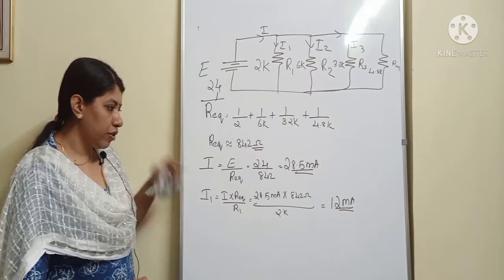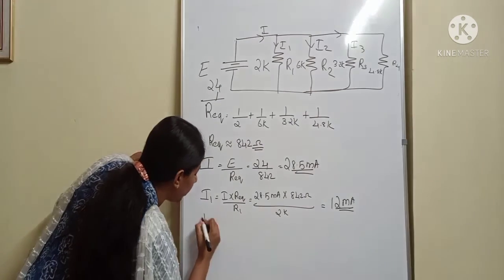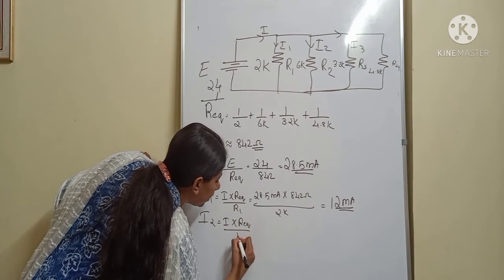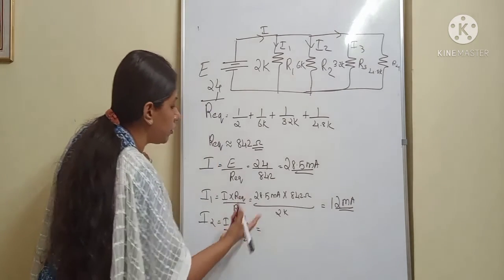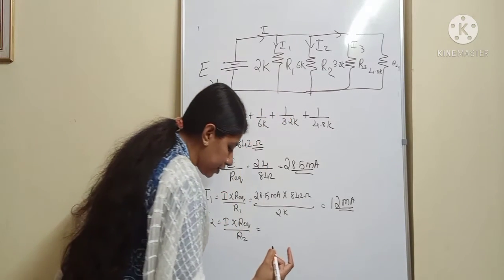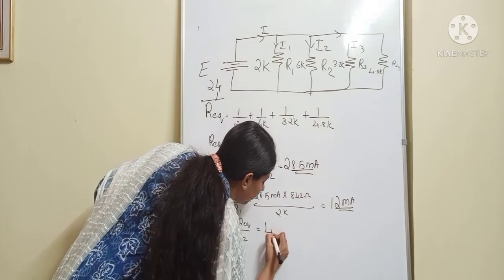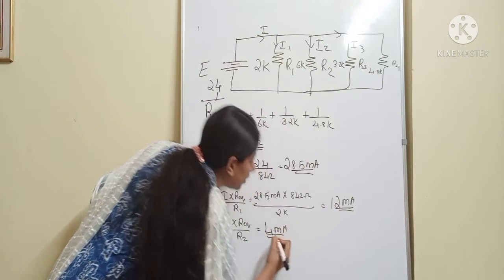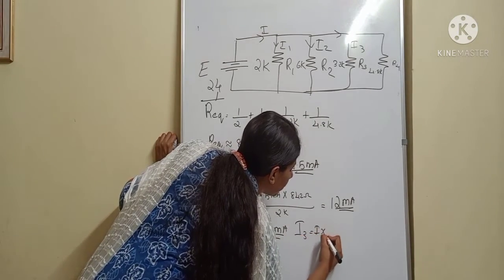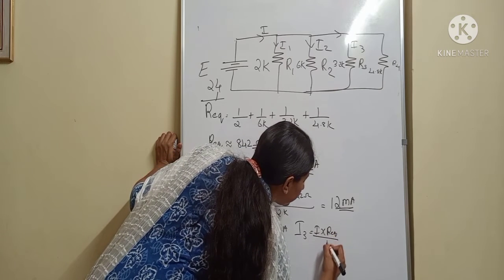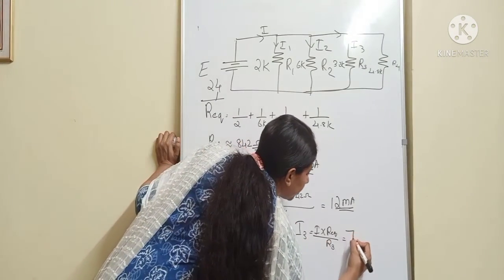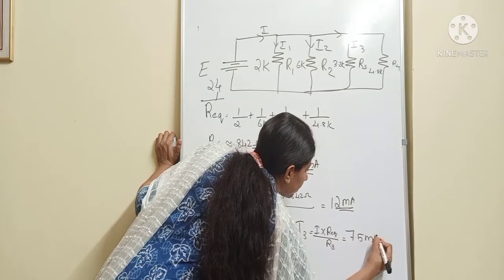Okay, 12 milliampere. Similarly, the value of I2 will be I into R equivalent divided by R2, and if you substitute all these values, instead of R2 you will be substituting 6 kilo ohm, and if you solve this, you will get approximately 4 milliampere. Similarly, if you find the value of I3, you will write I into R equivalent divided by R3, and if you solve it, you will get the current as approximately equal to 7.5 milliampere, right?